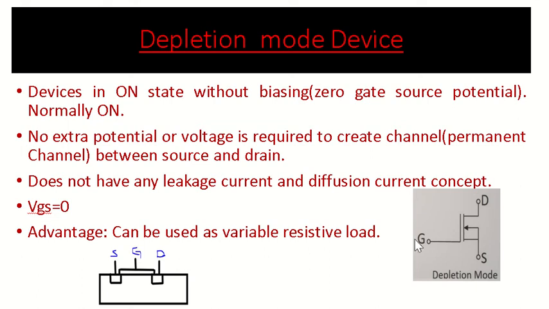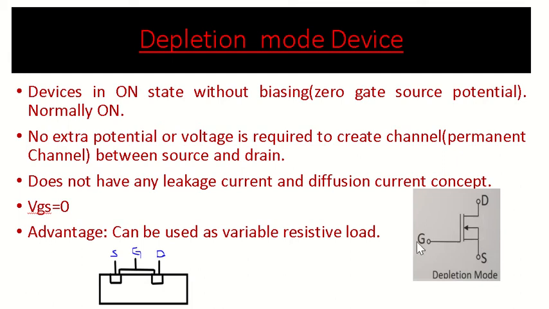As you can see here, this is the circuit symbol of a depletion mode device, and this is an n channel. I have already explained these symbols, and how to identify whether it is an n channel or p channel, or an enhancement mode or depletion mode device, in previous sessions. I will also paste the link in the description box. For the time being, I am concentrating on depletion mode only. Gate, source and drain are the three terminals we can see here.